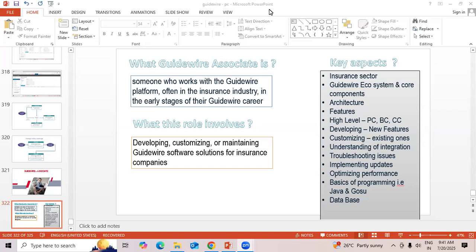Second, you need knowledge of the Guidewire ecosystem, followed by the core components involved in it, at a high level. Some companies are transforming from old legacy systems to new Guidewire applications, either PolicyCenter, BillingCenter, or ClaimCenter, any one, two, or three of their choice. So understanding the Guidewire ecosystem and the core components is one of the key aspects to learn, followed by Guidewire architecture and the different features we have in it.